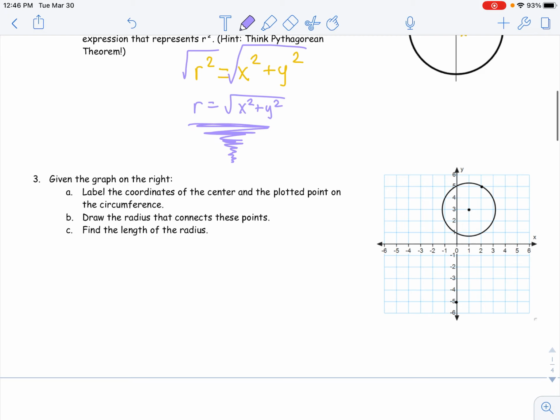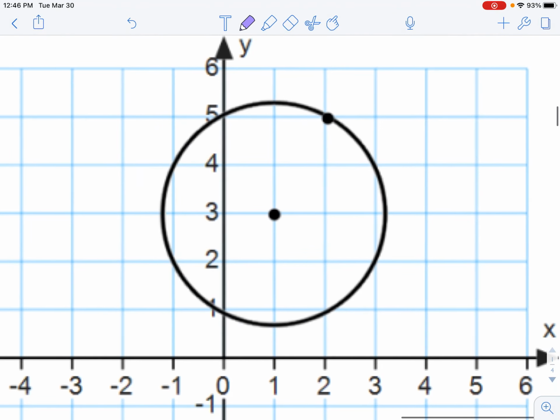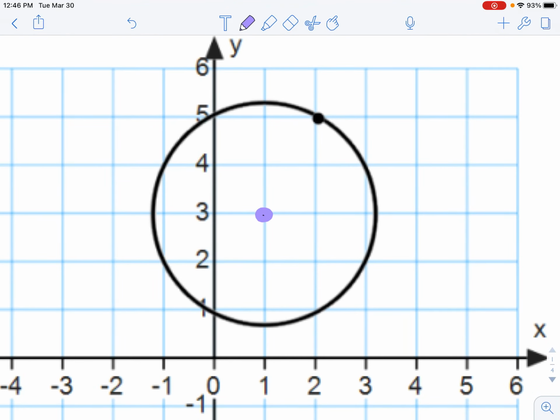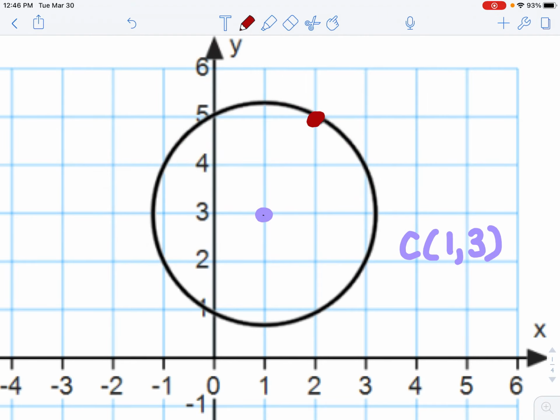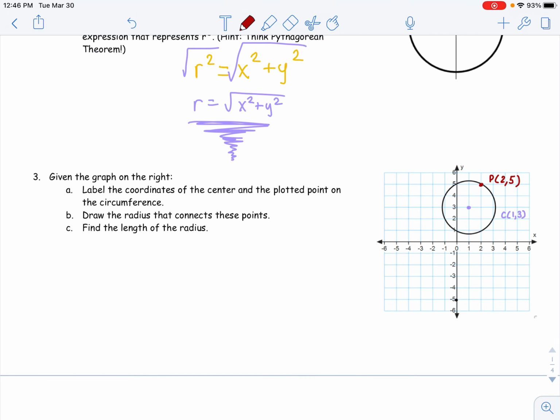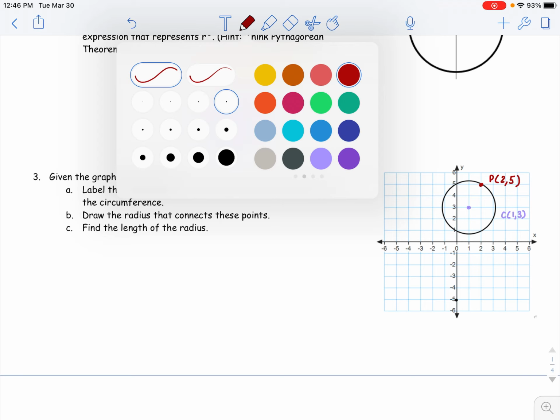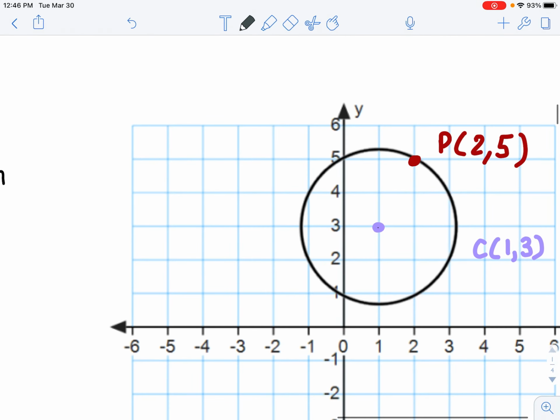All right. So given the graph on the right, we're going to label the coordinates of the center and plot the point on the circumference. So this is the center. I'm going to write it over here. The center of the circle is 1, 3. Some random point on the circle is 2, 5. Now we're going to draw a radius, and we're going to find the length of this radius. There's the radius.